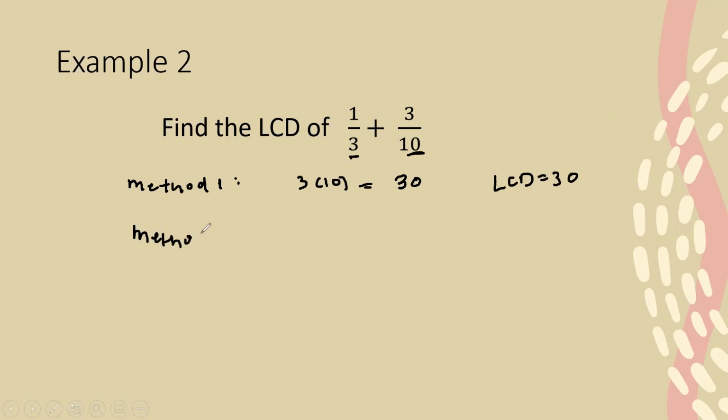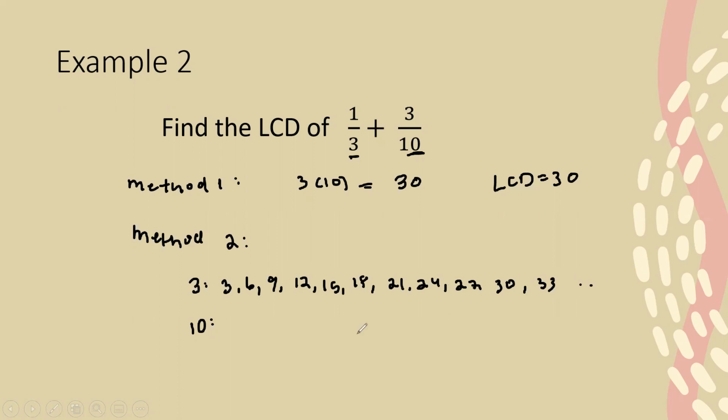But if we use method 2, where we have to write out the multiples, I'd write 3 and 10. Again, I would write 3, 6, 9, 12, 15, 18, 21, 24, 27, 30, 33, etc. And here we have 10, 20, 30, 40, and 50. So our lowest common multiple would be 30. Our LCD using method 2 would also be 30. You're going to get the same answer. It's just a matter of which method you prefer.